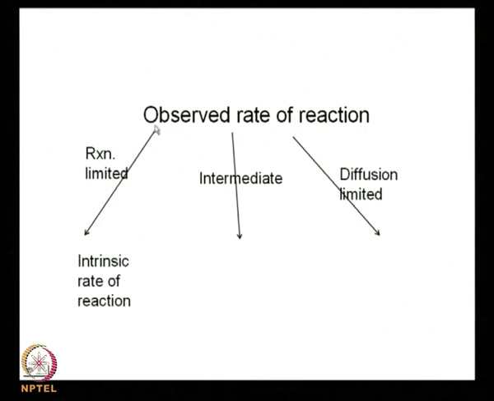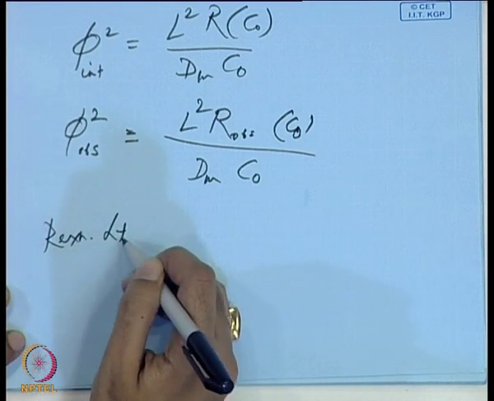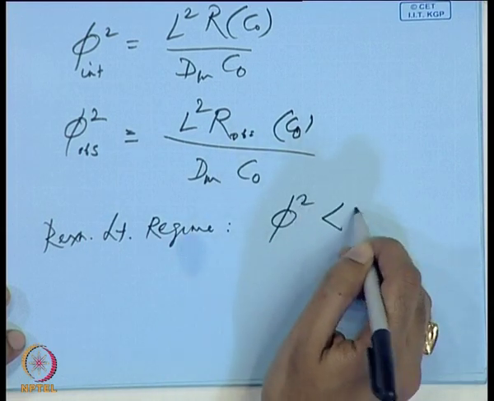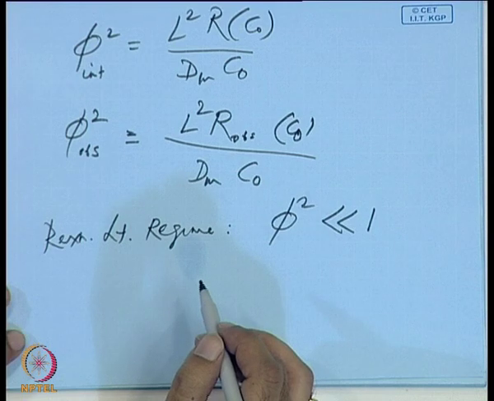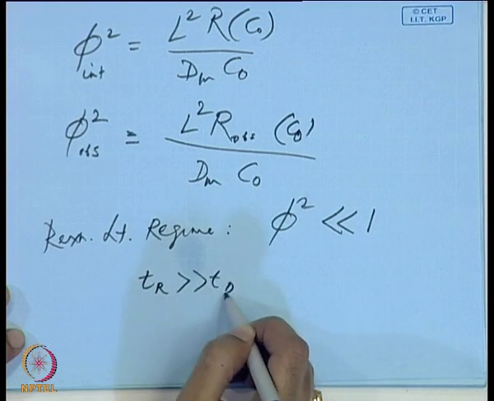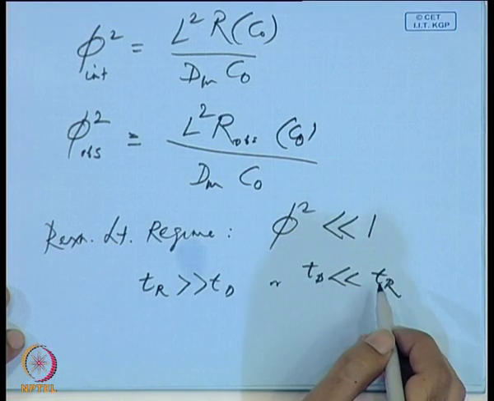So, in the reaction limited regime, is the observed reaction rate the same, different or larger than the intrinsic reaction rate? So, this is the reaction limited regime we are doing, okay, and phi square is much less than 1, right. So, which means that T r is much greater than T d, or T d is much less than T r. So, when T d is much less than T r, what does it mean?